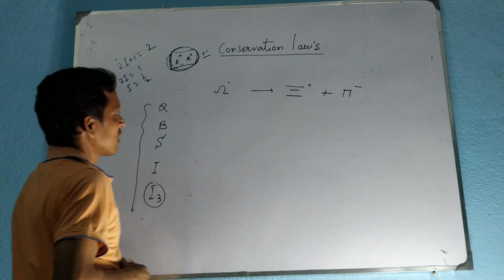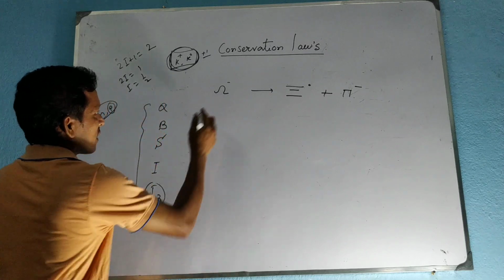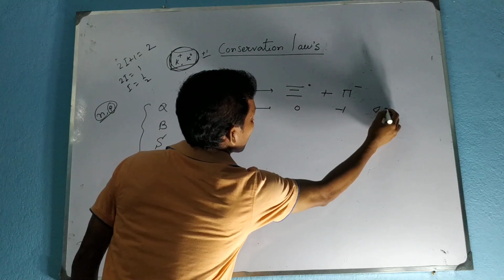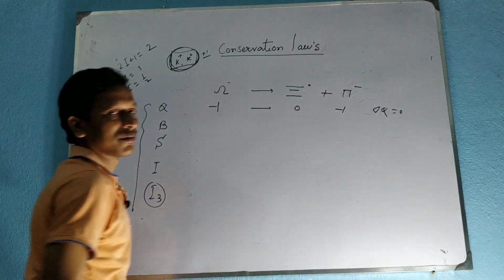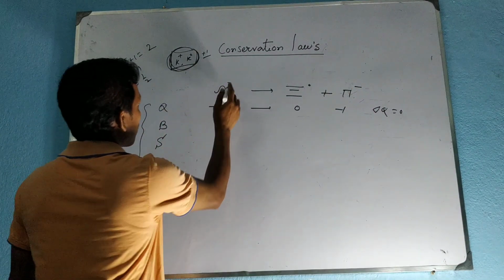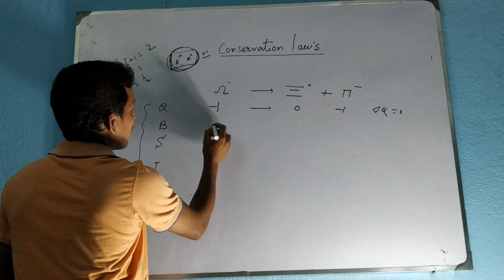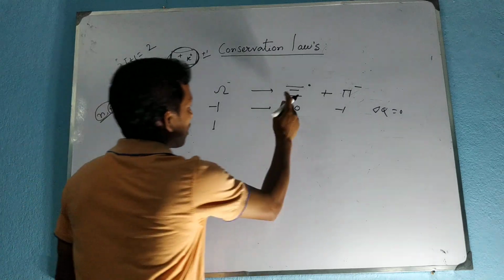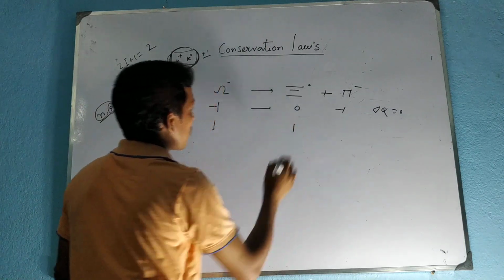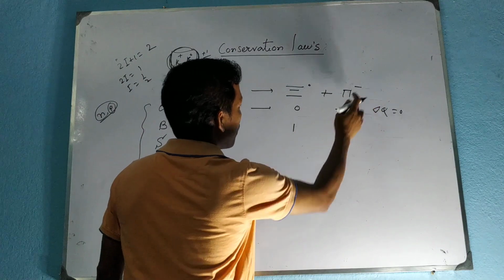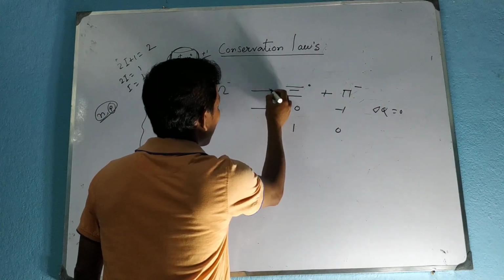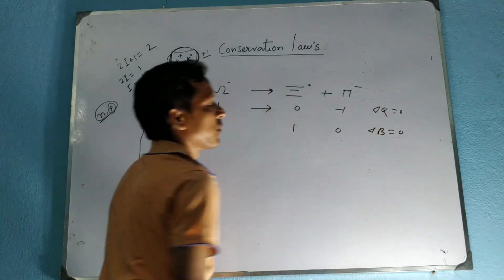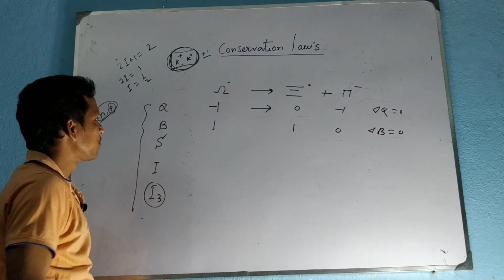First I will check the charge. Minus 1, 0, minus 1. So delta Q is equal to 0. Okay. Baryon quantum number. This is a baryonic particle, so the baryon quantum number is 1. This is a baryonic particle, so quantum number is 1. And this is not a baryonic particle, so 0. And delta B is equal to 0.